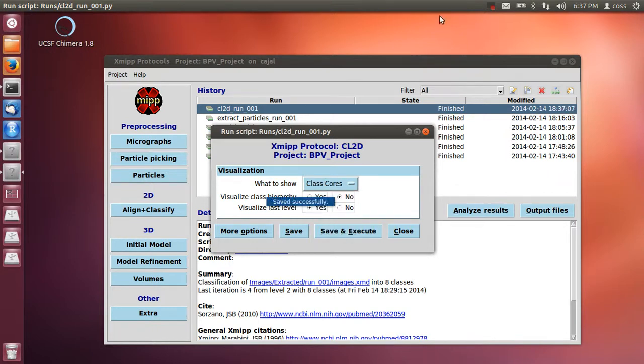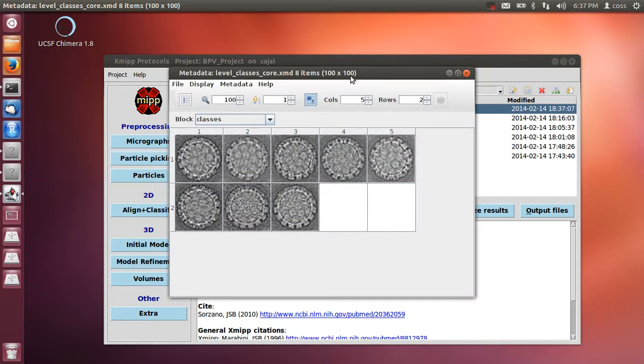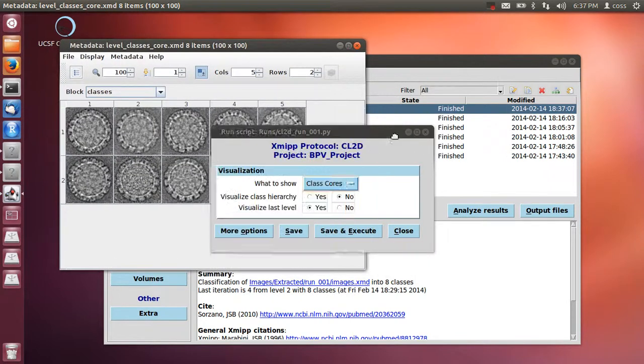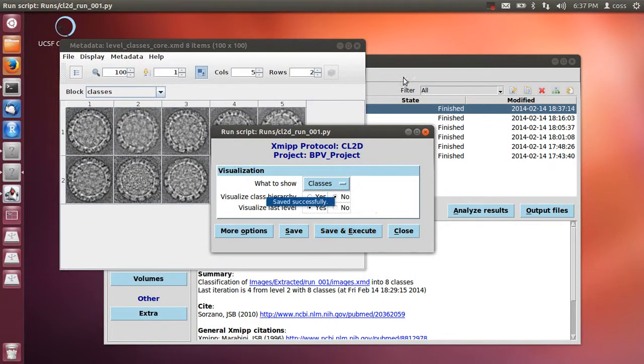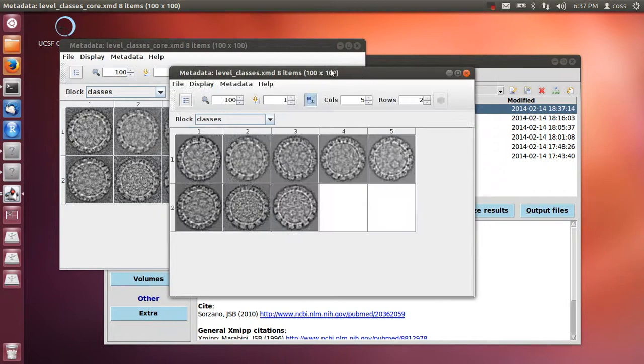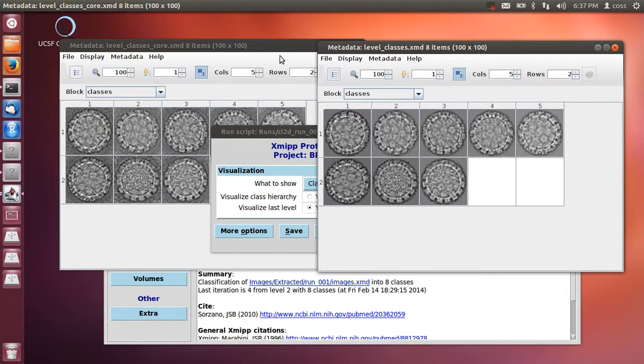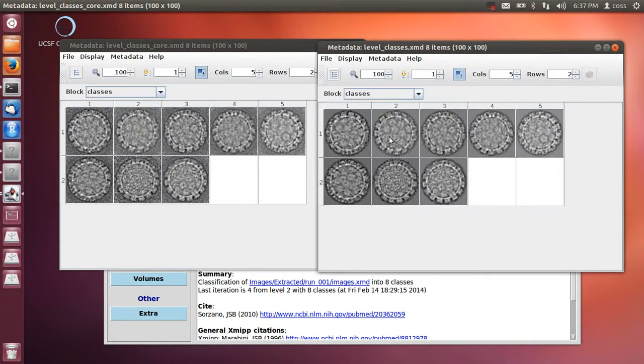If you look at the cores, in fact they look very similar to the standard classes, maybe a little bit noisier, and the reason is that we have removed images from the classes to construct the class core. We have removed those images that we don't trust automatically, and this rejection is related to the parameters that you saw in the CL2D form. So we have rejected some particles automatically.